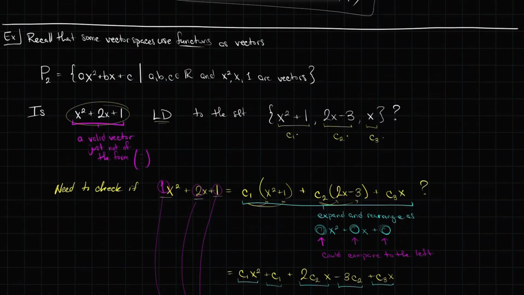So that means I found a collection of three coefficients for which my one polynomial is equal to a sum of the others. As long as I can find those coefficients, the answer to linear dependence is yes.